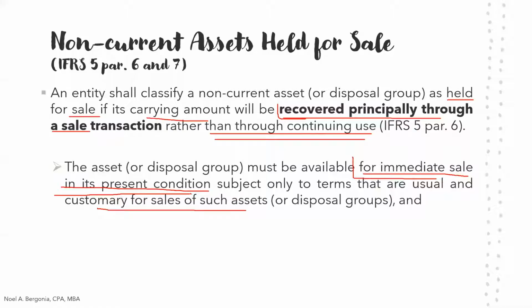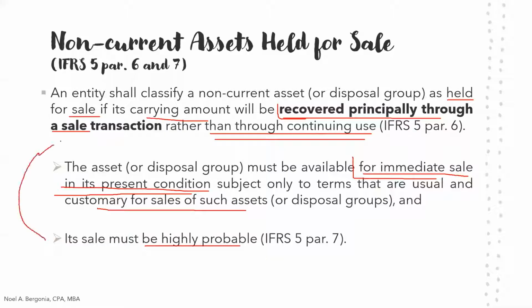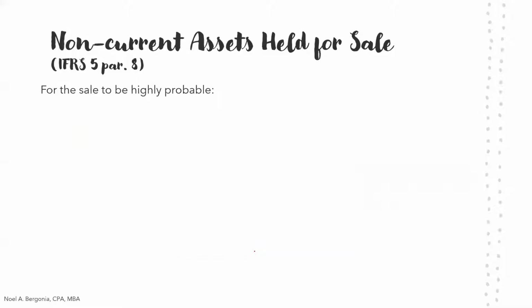And of course, do not forget that the sale must be highly probable. That's in accordance with paragraph number 7. The sale must be highly probable because, as mentioned, we will recover our asset via the sale transaction. Now, how could we say that our sale would be highly probable? There are some premises under paragraph number 8 of IFRS number 5. When can we say that the sale is highly probable?